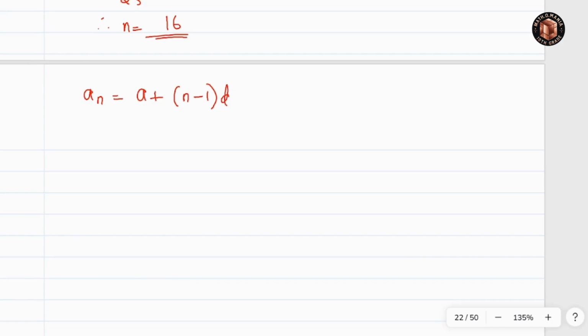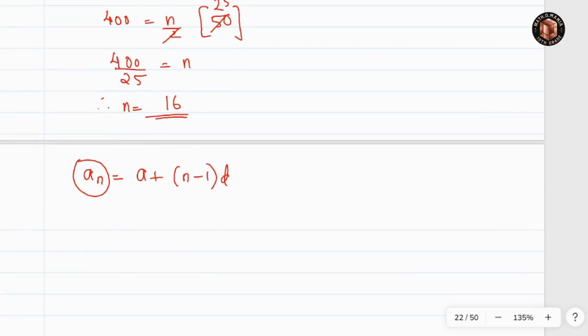I am using this equation because now I know an. An is a known number, and I also know the value of a. From here I get the value of n. The only unknown in this equation is d. Therefore I can use this equation and I can find the value of d, right?